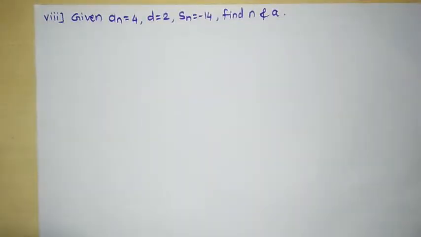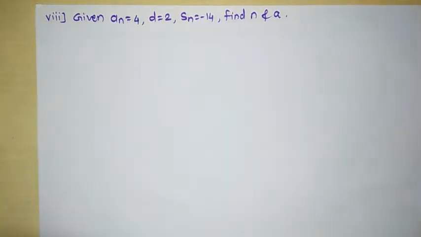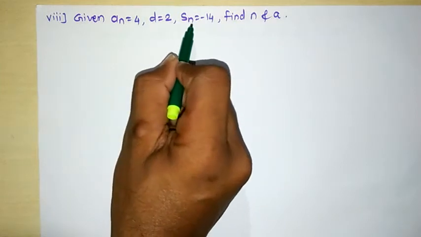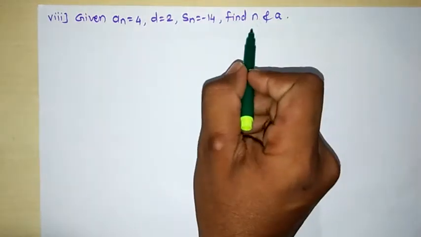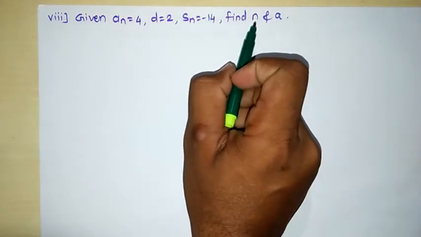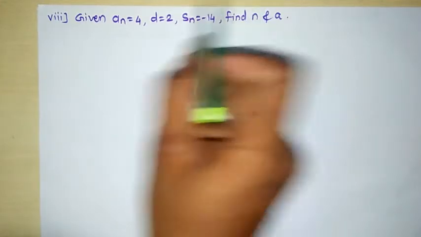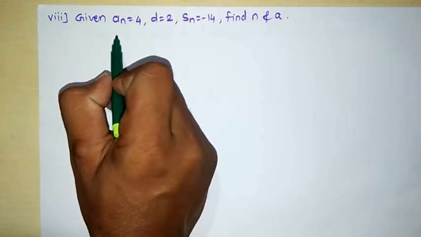Now we will see sub question 8 from the question number 3. In this question, what is given? See here, given an, that is nth term is equal to 4 is given, common difference d is equal to 2 is given, Sn is equal to minus 14 is given, and we have to find here n and a. Dear friends, you have to think here how to get the n. n कैसे आपको मिलेगा? Check here, an is given and d is given. What is the formula for an? An is equal to a plus n minus 1 into d.